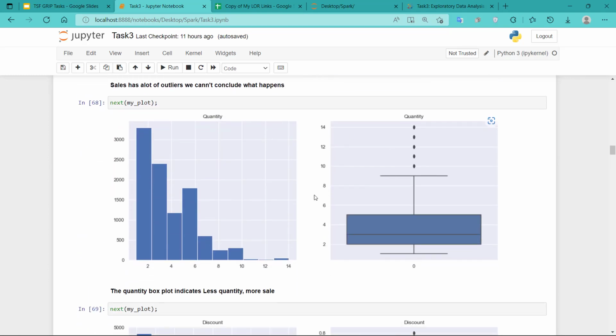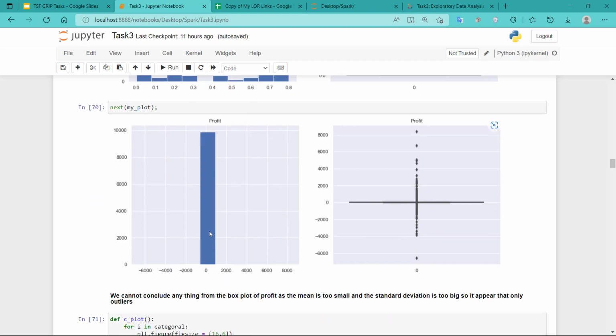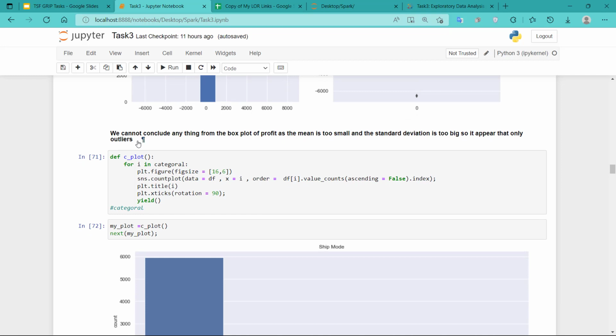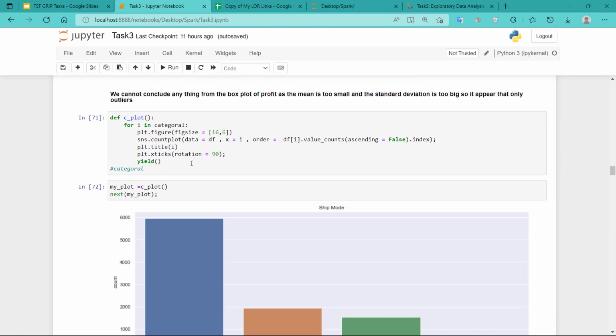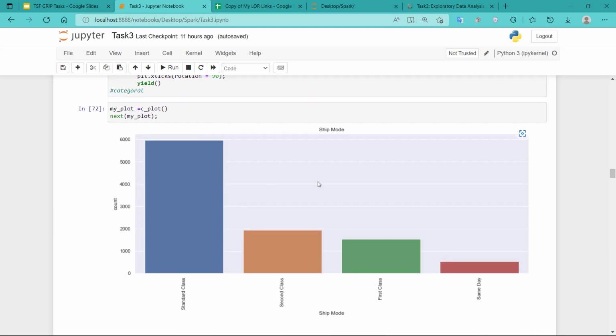It's about the quantity. We have found that there are some outliers, but we have found that their small quantity makes many more sales. Here we have plotted the categorical data.